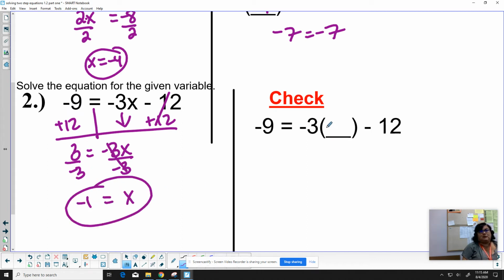And I could check it here in my calculator, if I wish. Negative 3 times negative 1 is 3, minus 12 is negative 9. So this one checks out too. This one's right as well. So I can put them all back in. Every answer can go back in. It should make a true statement if it's right.